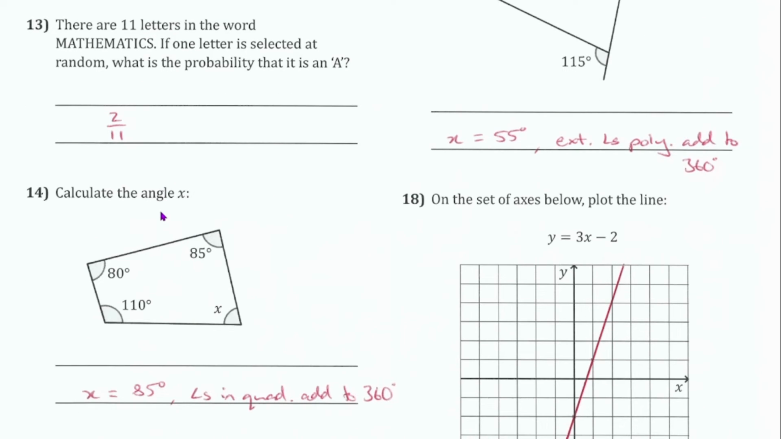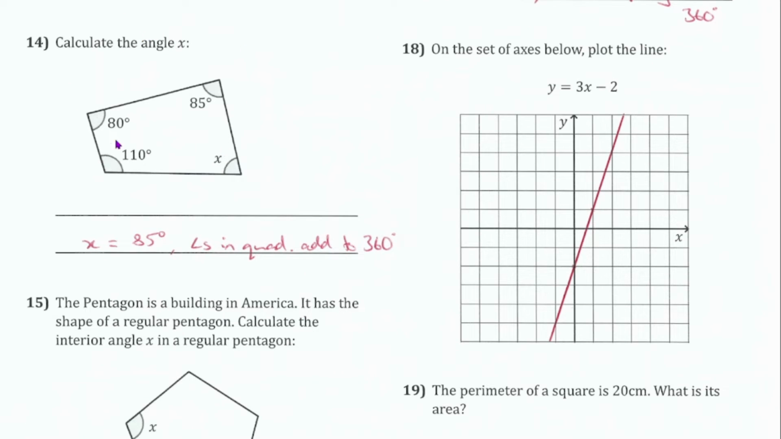Okay, question 13, first probability question we've got here. So if we had these as little tiles and we put them in a bag and we grab them out, what's our chance of getting an A? Well, how many A's are there in mathematics? There's 2. How many total letters are there? There's 11. So you have 2 chances out of 11. So that's 2 over 11, or 2 divided by 11. If you wanted to write it as a decimal, that would be 0.18181818 going on forever, or 18.18 going on forever %.